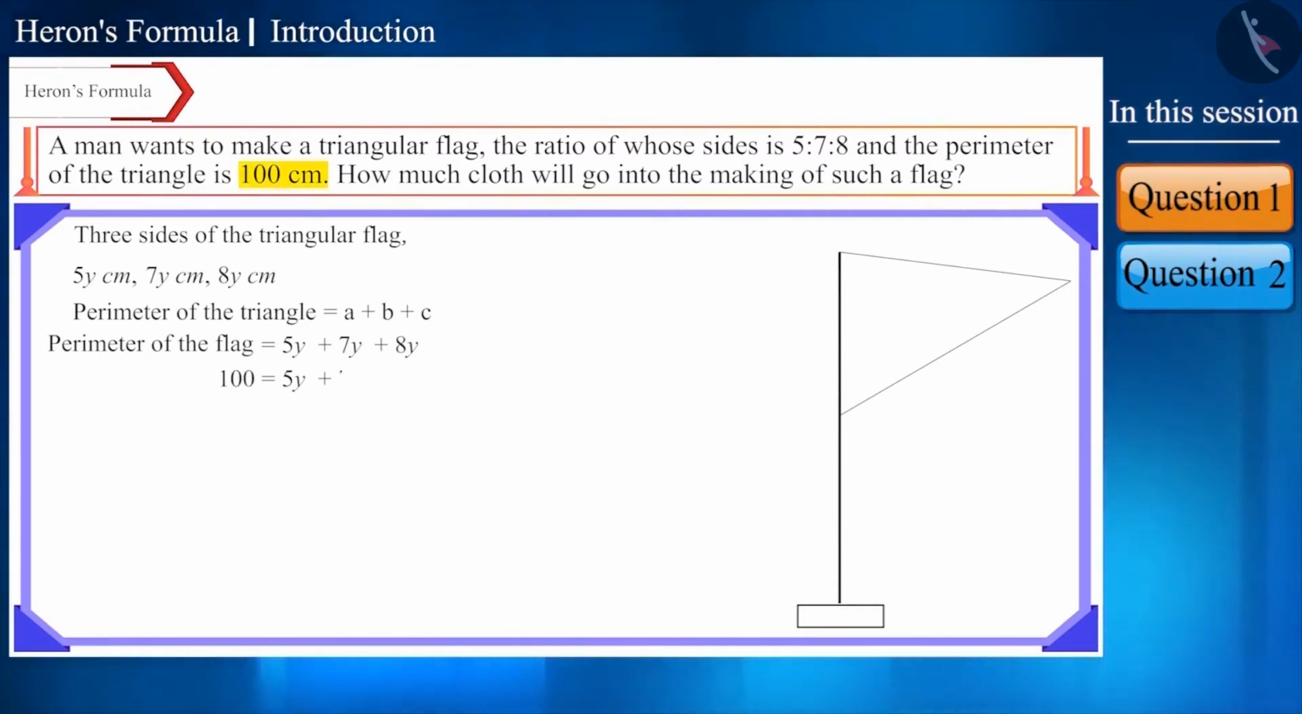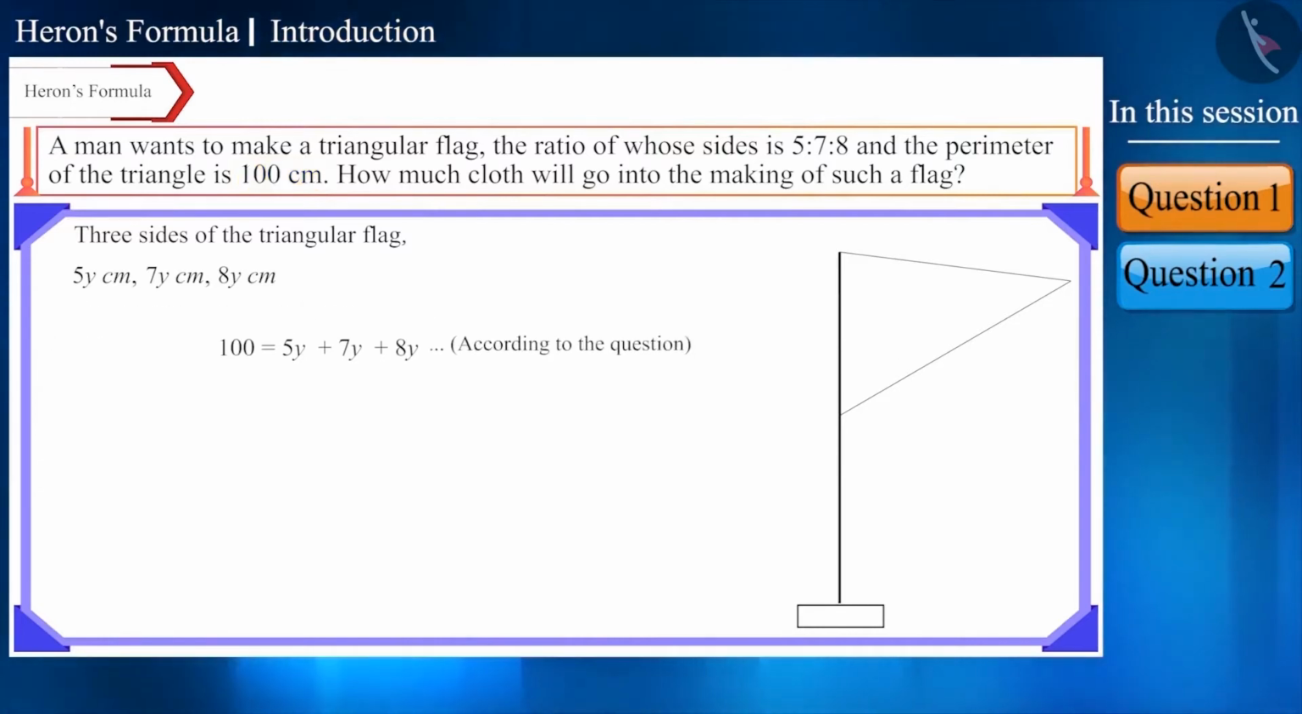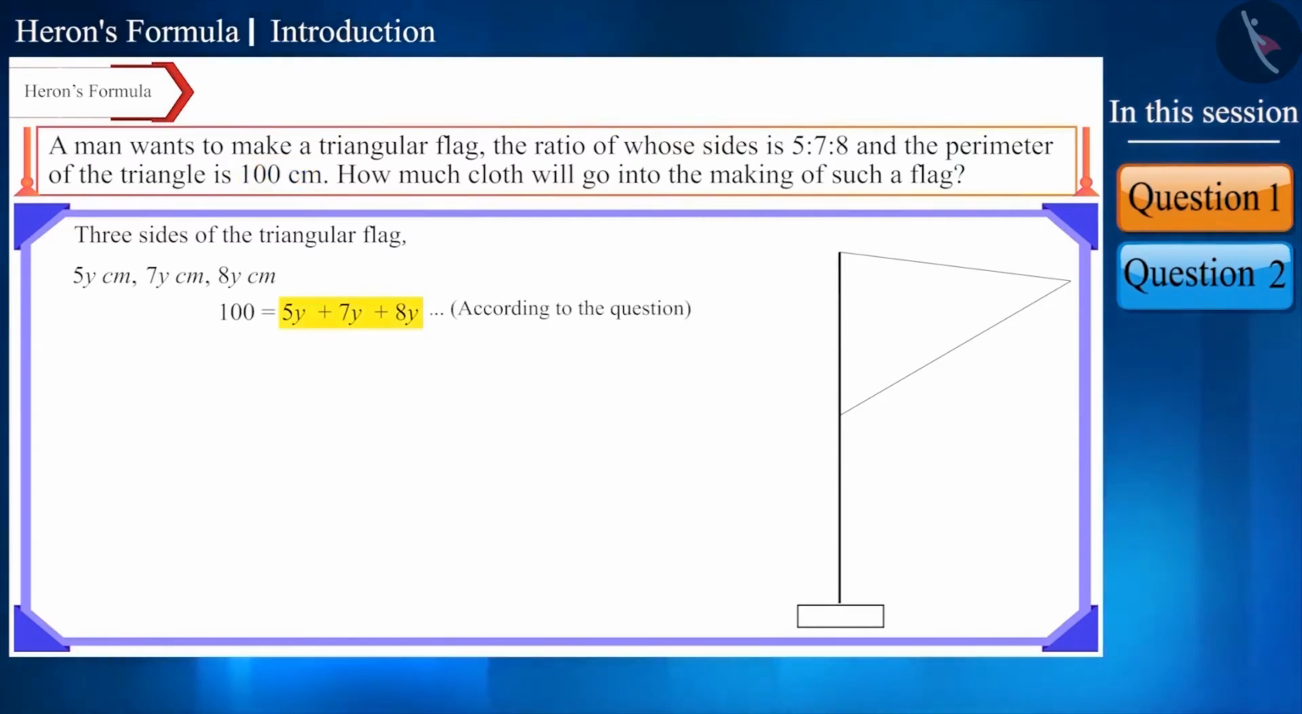That is, this sum will be equal to 100 and the terms on the right upon addition will become 20y. This way, 20y is equal to 100 and on solving we get y as 5. Upon finding the value of y, we can find the length of all the sides of the flag. So 5y is equal to 5 into 5, which is equal to 25 centimeters.